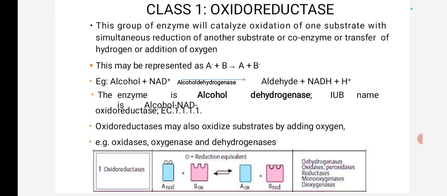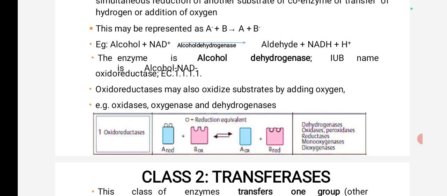The IUB name is alcohol NAD oxidoreductase. The Enzyme Commission number of alcohol dehydrogenase is 1.1.1.1. Oxidoreductases may also oxidize substrates by adding oxygen. This is the diagrammatic representation of an oxidoreductase reaction: A is the reduced form of the substrate, B is the oxidized form. During the reaction, A is converted to the oxidized form and B is converted to the reduced form. More enzymes in the oxidoreductase category are dehydrogenases, oxidases, peroxidases, reductases, monooxygenases and dioxygenases.